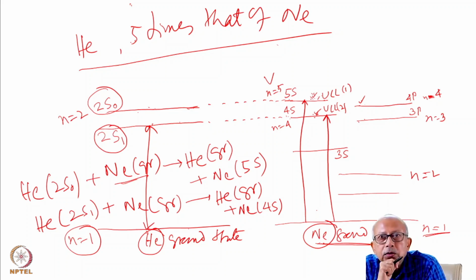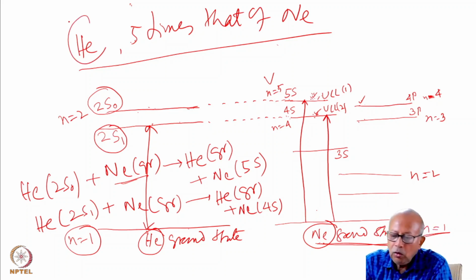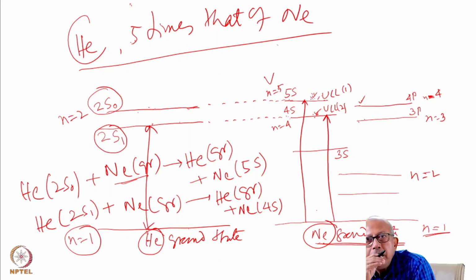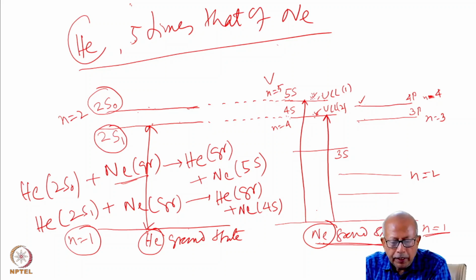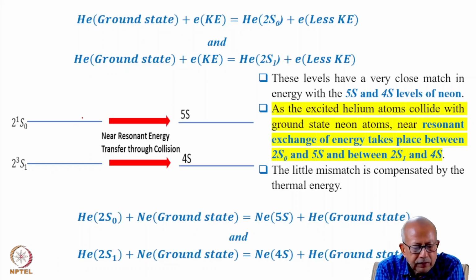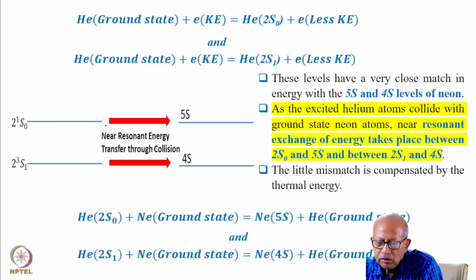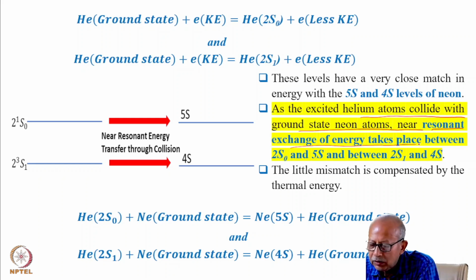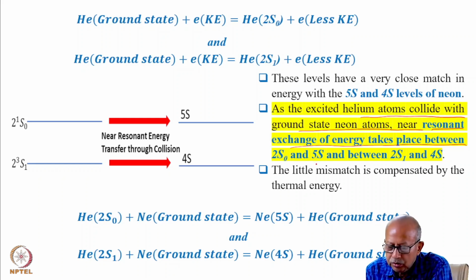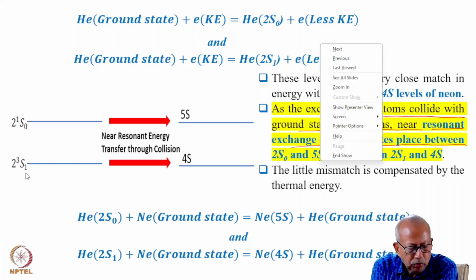So now you have understood why helium is required. It works as a surrogate gas. Without helium, you would not be able to create population inversion, and so there won't be any lasing. The other aspect is that as these levels are a very close match, as we just discussed, as the excited helium atoms collide with ground state neon atoms, near resonant exchange of energy takes place between 2s0 and 5s and between 2s1 and 4s.